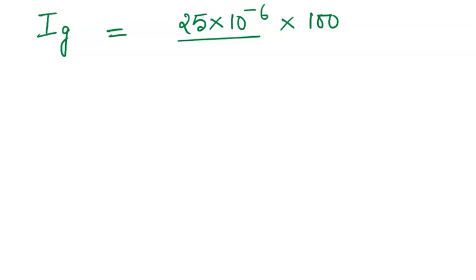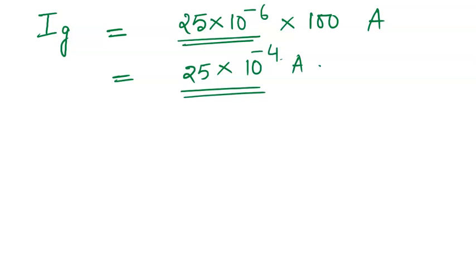Ig is equal to the current sensitivity, given as 25 microampere, that means 25 into 10 to the power minus 6, per division. Into 100 divisions, that will be the total current through the galvanometer. So it will be 25 into 10 to the power minus 4 ampere. So this is the current through the galvanometer.